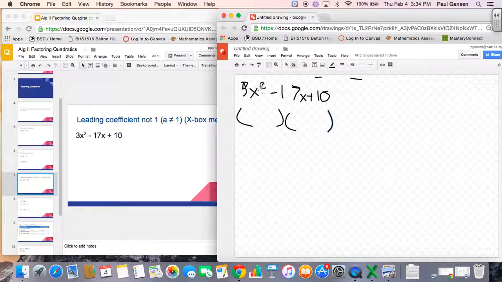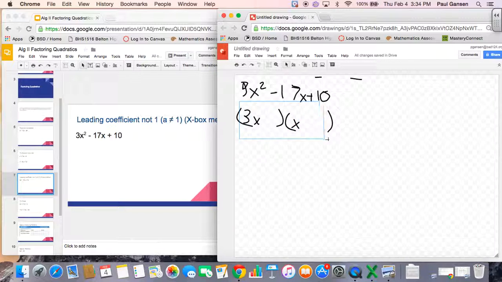Now we're thinking, okay, well, now it's 3. What gives us 3x squared? Well, it's 3x and x. Not too bad, because there's only one way to do that. Now we're looking at factors of 10 that will go in here, but it's no longer factors of 10 that combine to give us 17. It's factors of 10 that, when they get multiplied, give us 17. And that's just not quite as nice as what we had before.